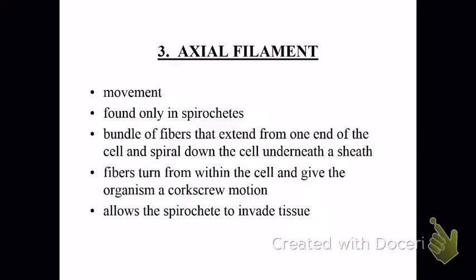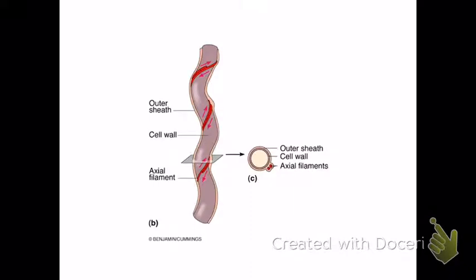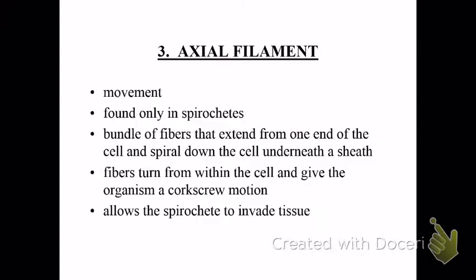So we talked about two spirochetes, Borrelia burgdorferi and Treponema pallidum. So they have axial filaments. Let me show you a picture. See how it goes up under the sheath, and it runs down the spirochete organism, allowing it to make that corkscrew movement. So, spirochetes only, a bundle of fibers that extend from one end underneath the sheath to the other. Fibers turn from within the cell and give it that spirochete movement.